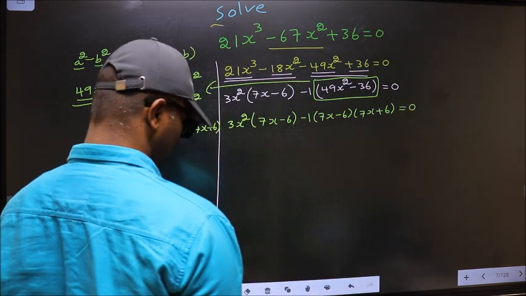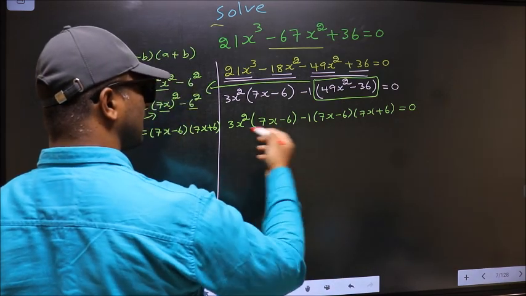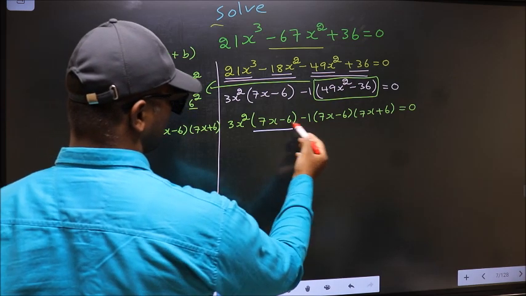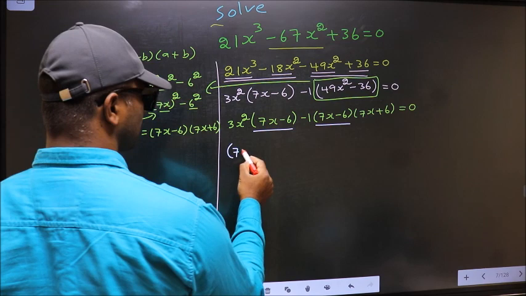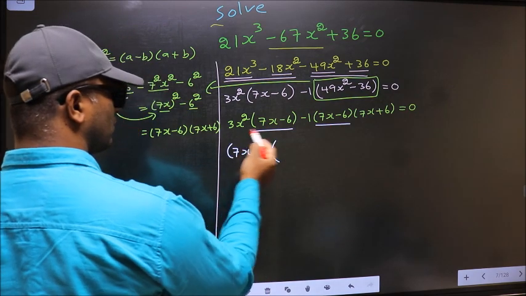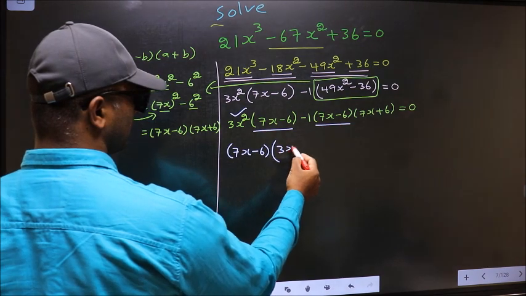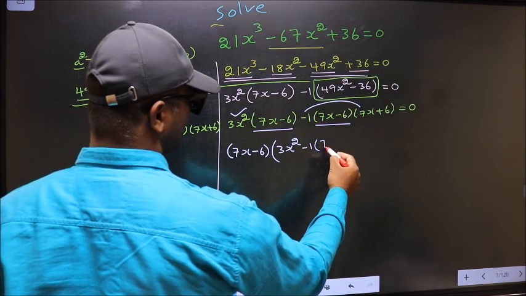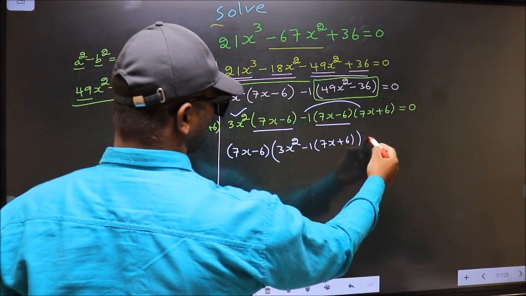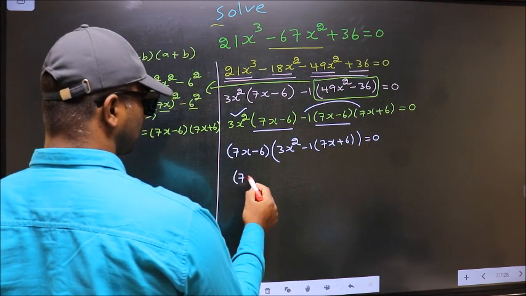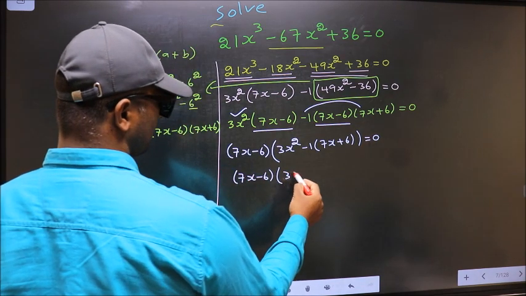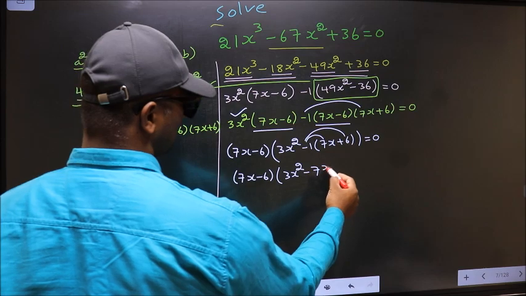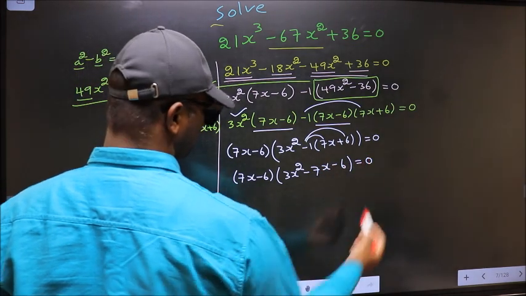equal to 0. Now from this entire equation, what can be taken out common is 7x minus 6. So 7x minus 6 outside. Over here we are left with 3x square. And over here we are left with these two. That is minus 1 times 7x plus 6 equal to 0. Now 7x minus 6, 3x square. Here you open up the brackets in this way. You get minus 7x minus 6 equal to 0.